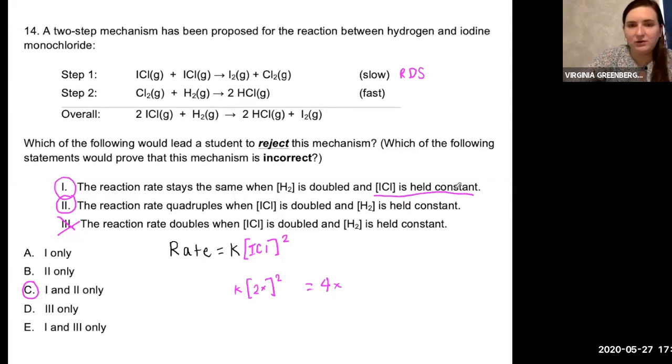This would have been a little more complicated if our second step were the slow step, because then we would have to do our full mechanism evaluation where we are sure to get rid of intermediates and such. So the fact that it was the first step for the slow step made it a little bit simpler.